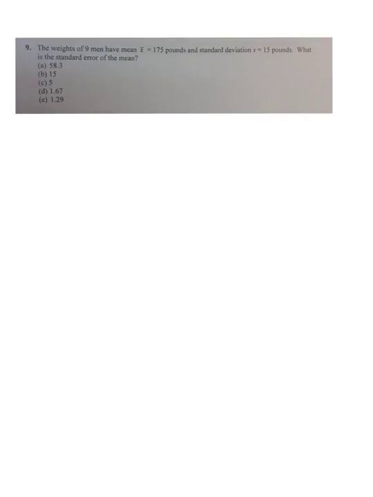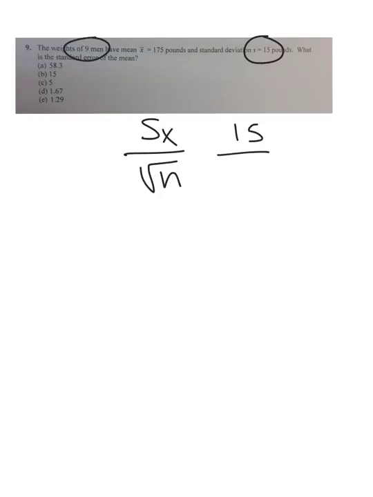So again, standard error. That's just a fancy word for the new standard deviation. So it looks like this. The standard deviation divided by the square root of how many you have in your sample. Well, they tell us the standard deviation is 15. And let's see, we have 9 guys, so it's the square root of 9, which is 3. Looks like 3 into 15 gives me 5. And is that our answer? Letter C. And that is correct. So let's go to number 10.